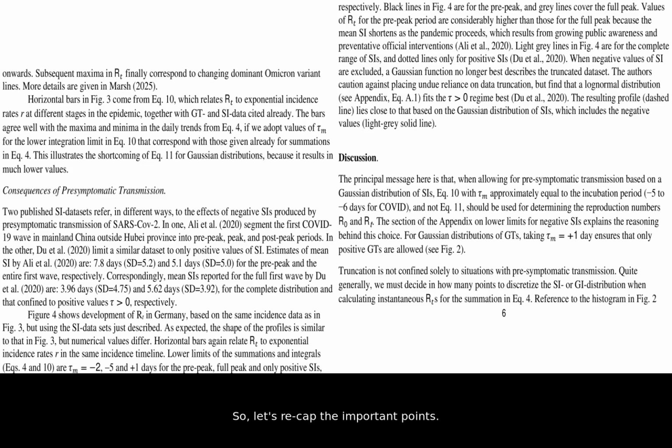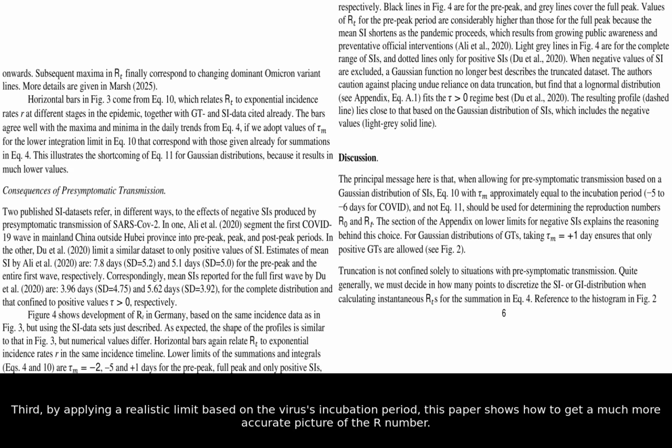So, let's recap the important points. First, COVID's ability to spread before symptoms appear created a statistical puzzle for scientists. Second, a common mathematical shortcut used to solve this puzzle often underestimated how quickly the virus was actually spreading. Third, by applying a realistic limit based on the virus's incubation period, this paper shows how to get a much more accurate picture of the R number.